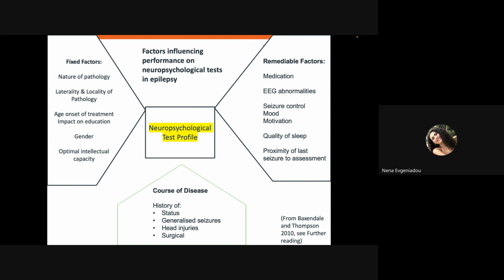Georgia has already mentioned some specific information and the clinical profile that we need to have of a patient. So it's a similar case here as well. We need to know the course of the disease. Did we have any head injury, any surgery? What was the age of seizure onset? What is the brain pathology, cognitive disturbances, any medication, any EEG abnormality?